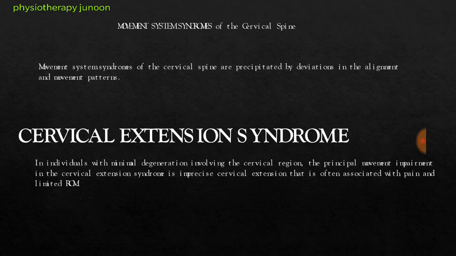In cervical extension syndrome, individuals have minimal degeneration involving the cervical region. The principal movement impairment is precise cervical extension that is often associated with pain and limited range of motion. There is an altered distribution of extension across the cervical region, where the extension occurring at each cervical vertebra is different at different regions, and an imbalance of muscle performance among the cervical extensors and flexors.